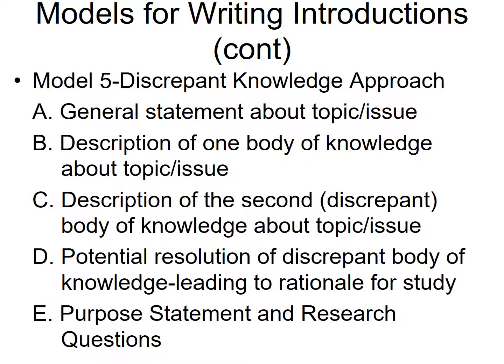And this is a discrepant knowledge approach. This is the kind of review that you would write if you were going to approach a topic that you believe is not supported by the literature, but yet it's something that needs to be researched. For example, if I were going to do a paper on sensory integration therapy, this is the way I would write the lit review. I would start out with the statement that sensory integration therapy is used extensively across the country for children with disabilities, and I would describe the body.